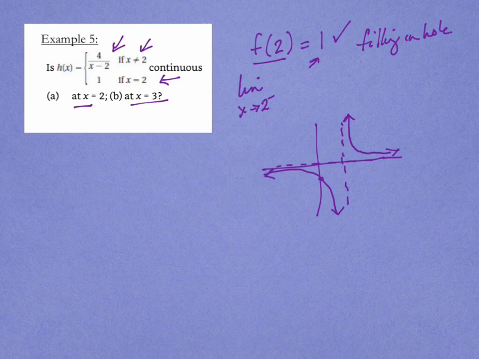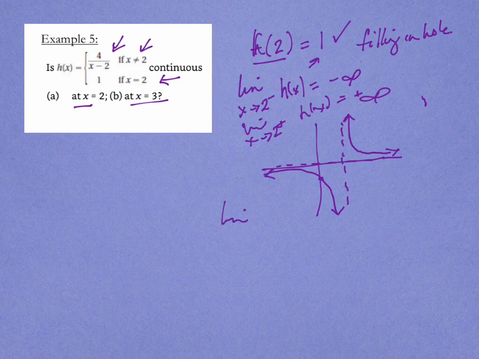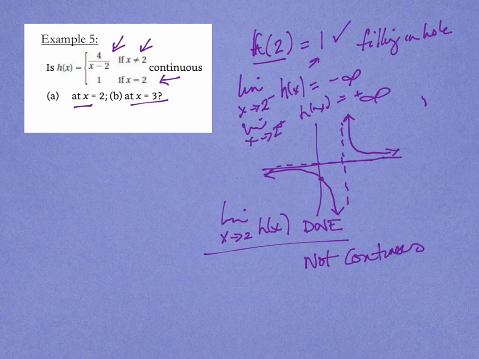So the limit coming from the left of h of x is equal to negative infinity. And the limit as x comes to 2 from the right of h of x is equal to positive infinity. So the limit as x goes to 2 of h of x doesn't exist, and therefore it's not continuous. Now that was for A. Now at 3, you can see the only place of discontinuity was at 2. So it would be continuous at 3.